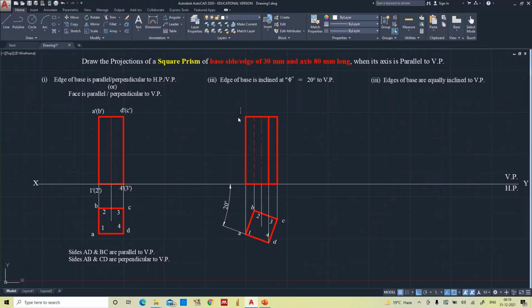Yeah, this belongs to A dash, and this is 1 dash, and this belongs to B, which is invisible, B dash, 2 dash, this is D dash, 4 dash, and here C dash, and this is 3 dash. So this is the only one edge invisible, that's why dashed line, center line.